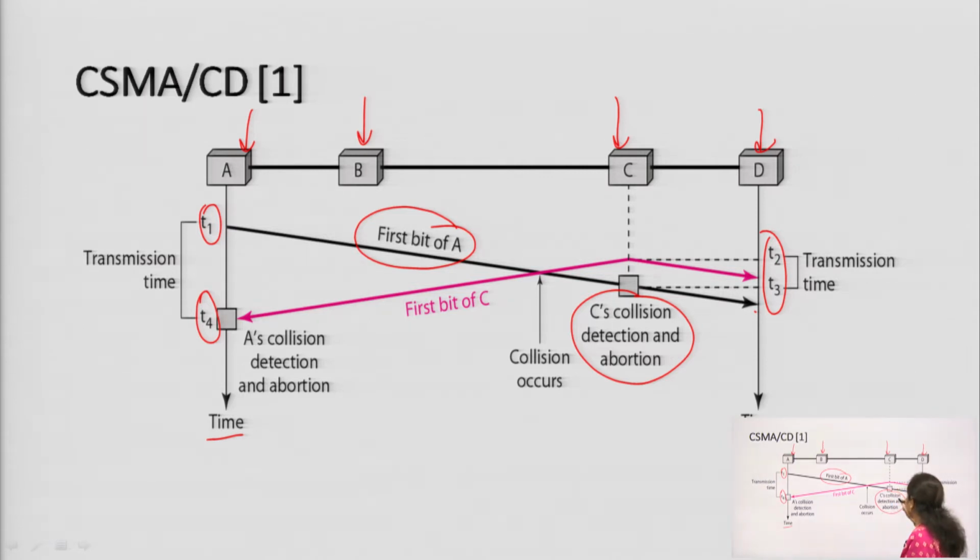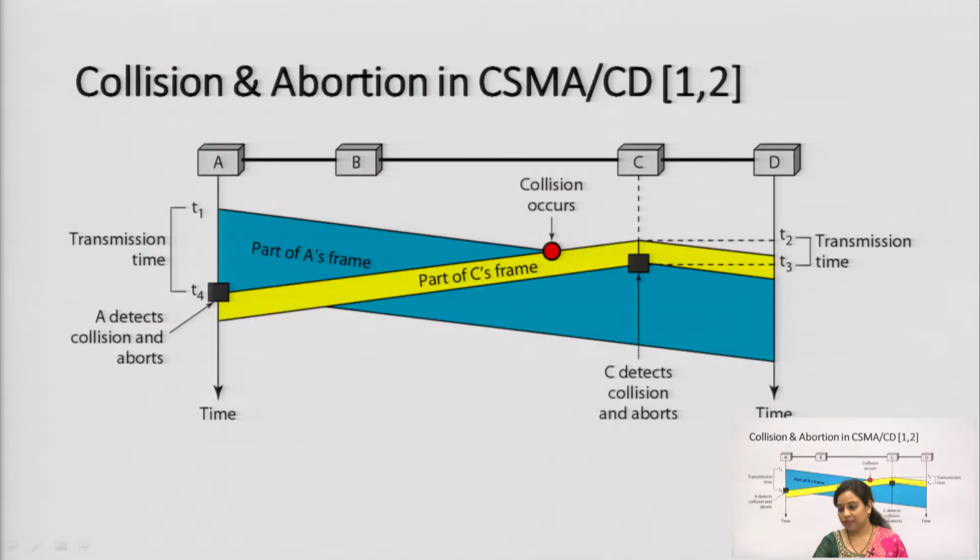So, the first bit of A will be transmitted, then this is C's collision detection and abortion, then the first bit of C will be transmitted and it is A's collision detection and abortion. Whenever there is a collision, in CSMA/CD we are not going to change or remove that particular collision, we just have to abort the particular data which has been transmitted and affected by the collision. So, this is CSMA/CD.